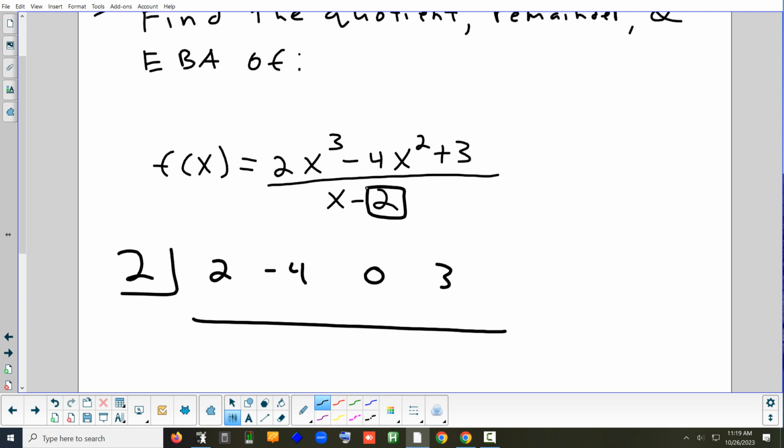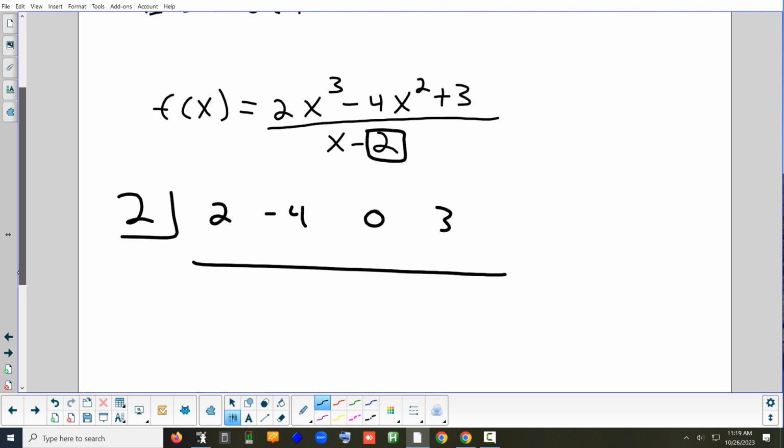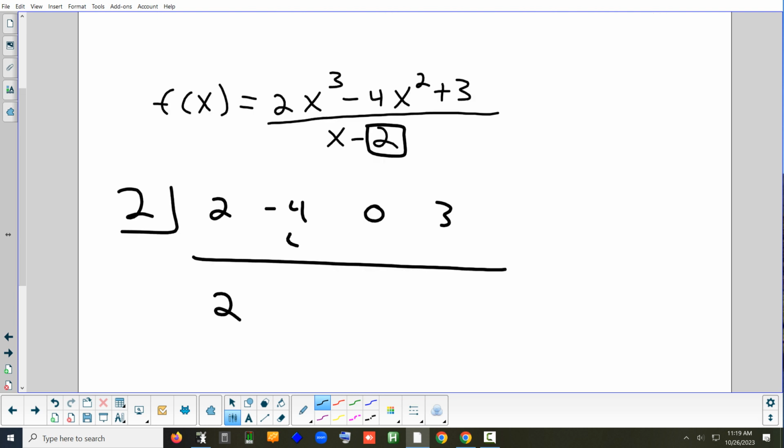Yeah. Okay. Write your coefficients. Don't forget your 0 for the x term. There is no x term. All right. Bring down the 2. We got 4, 0, 0, 0, 2.